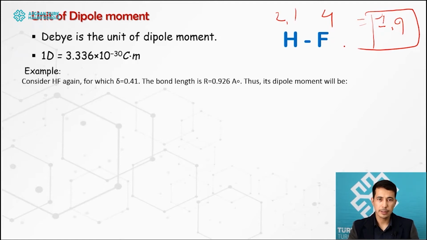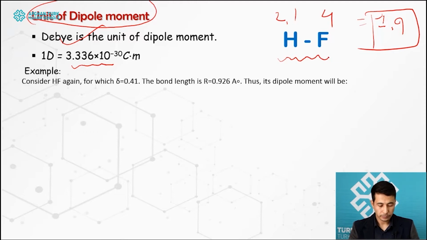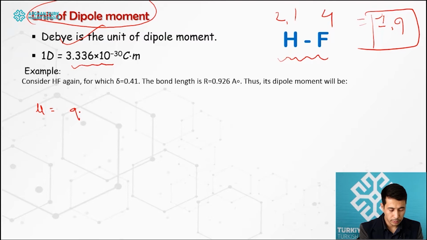But there's something else. Dipole moment has a unit. Its unit is known as debye. 1 debye is equal to 3.336 times 10 to the power of minus 30 coulomb times meter. Okay, so let's work upon the dipole moment of this diatomic molecule with the help of that equation. We remember the equation: mu is equal to q times d.